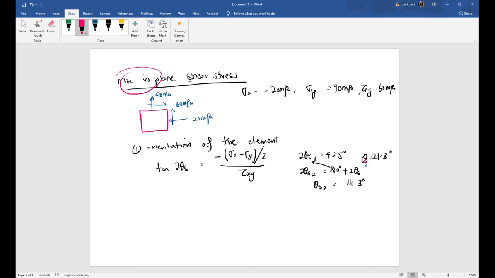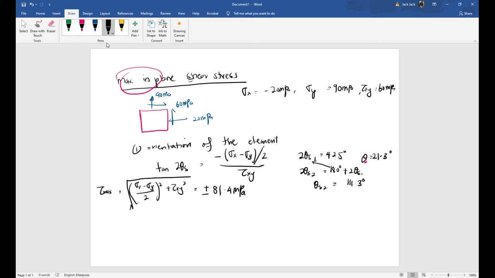So now we can determine the maximum in-plane shear stress by having this equation. Tau maximum is equal to plus minus the square root of ((sigma x minus sigma y) divided by 2) squared plus tau xy squared. Plus minus because we have the square root. This is equal to 81.4 megapascal. So we are almost done with the calculation.